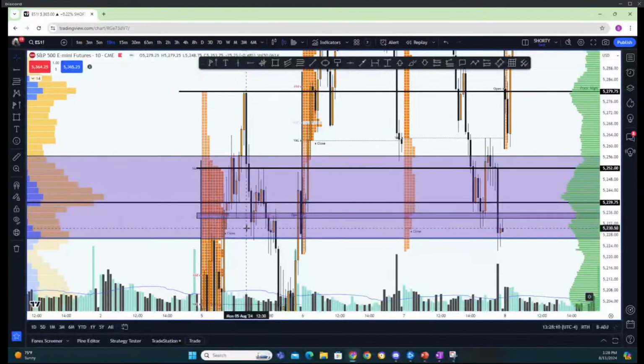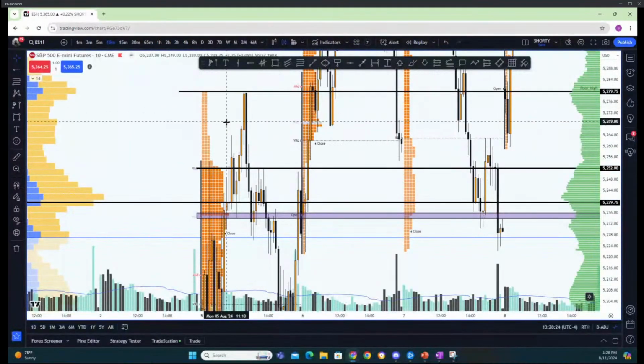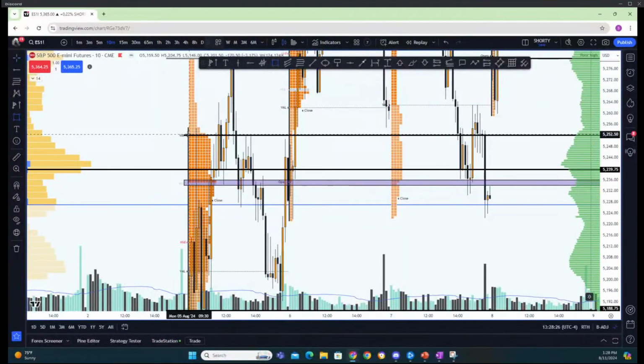The amount of TPOs in the A period breaking above the value area high, because it's indicating what about price and acceptance? They want it higher. They want it higher, guys. They're rejecting your price here.